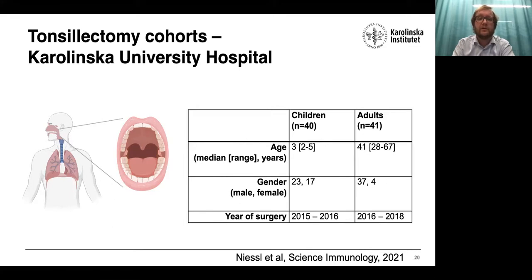We were able to collect about 40 tonsils and paired blood from about 40 children and 41 adults, with a little bit different age spans and genders. And you can see here that the years of the surgeries were between 2015 to 2016 and 2016 to 2018, so well before the COVID-19 pandemic broke out.